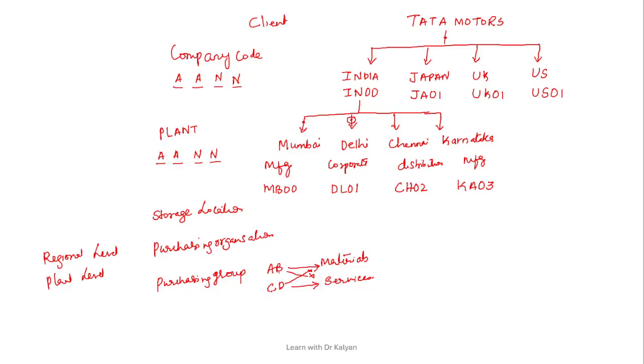These are called as what? Purchasing group. So basically this entire thing is called as what? Enterprise structure. First we have a client. Under client we have company code. Under company code we have plant. Under plant we have storage location. Under storage location there may be a purchasing organization. Under purchasing organization there may be two different types, one is regional level and the other is plant level. Under purchasing organization we may have purchasing groups. This entire thing is called enterprise structure.